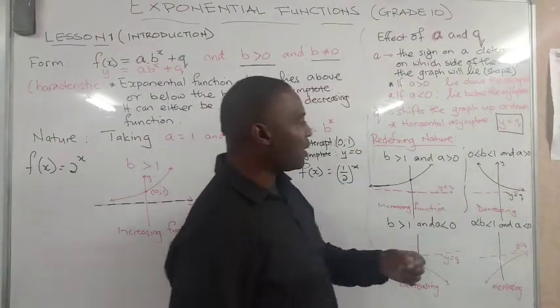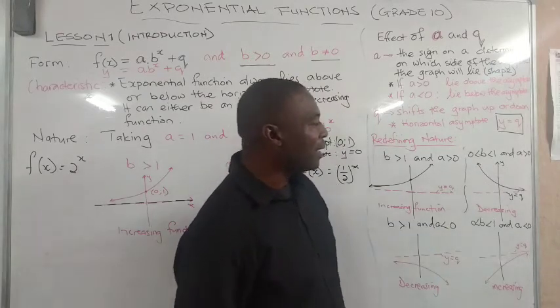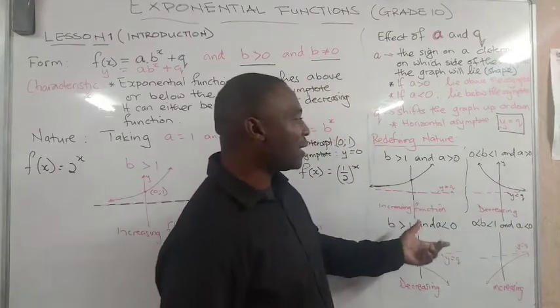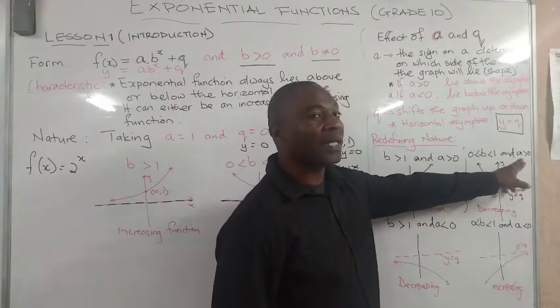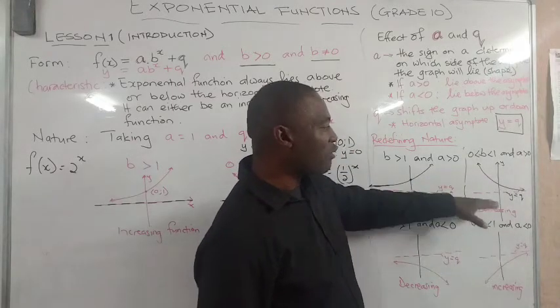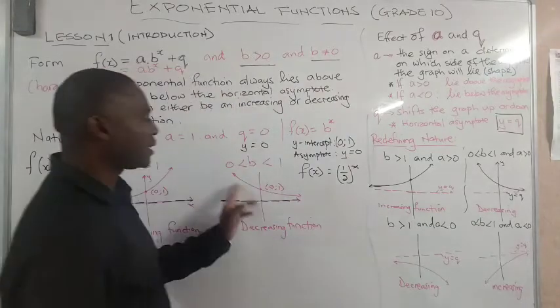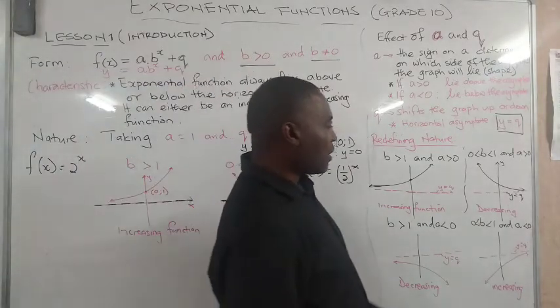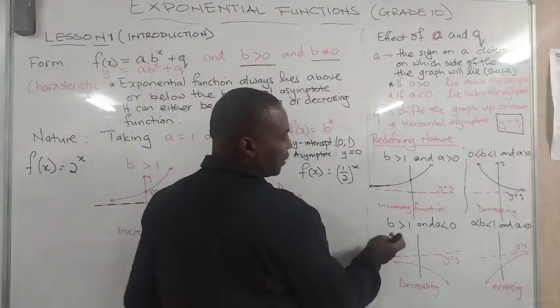And then, if we are having b being greater than 0 but less than 1, and a greater than 0, we are saying the graph will be above, because a is positive. The graph will be above the asymptote line, and it will still take the same shape as we have already discussed. Now, the changes come when a is less than 0.